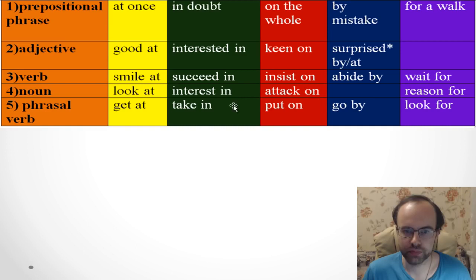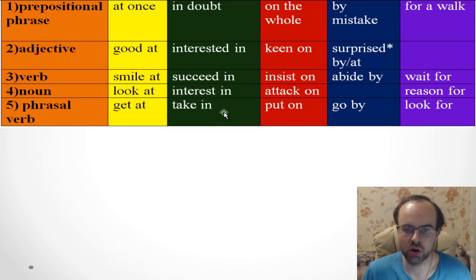And one of the most important things is about phrasal verbs. There are lots of verbs with prepositions and we call them phrasal verbs. These verbs have a special meaning and you also need to know them. Like get at can mean suggest. What are you getting at? What are you suggesting? Take in, like deceive. He was taken in, he was deceived.